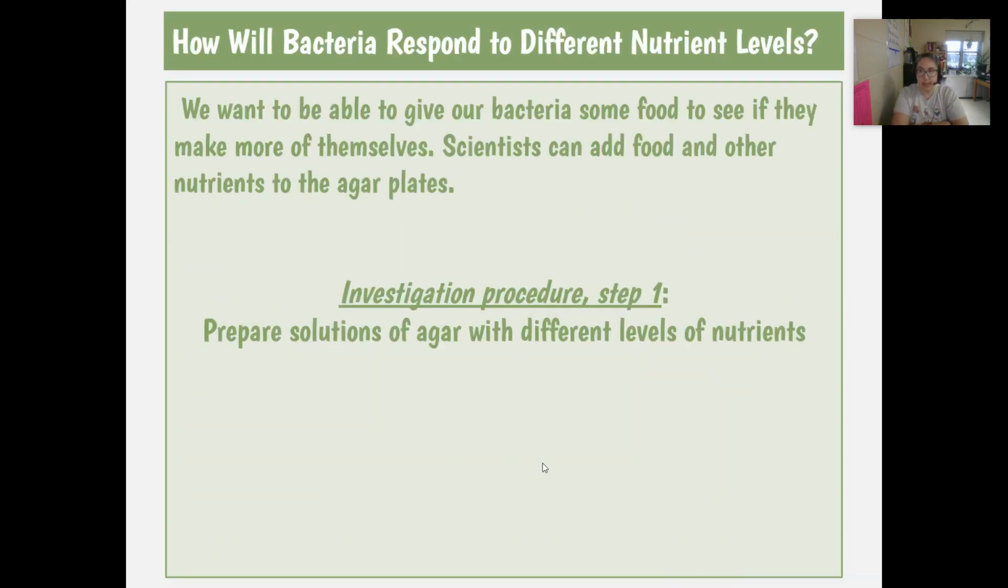So we're going to test the question of how bacteria will respond to different nutrient levels. We want to be able to give our bacteria some food to see if they make more of themselves. Scientists can add food and other nutrients to those agar plates. So our first step is going to be to prepare solutions of agar with different levels of nutrients. If this is an experiment, this is my independent variable. I'm changing the amount of nutrients in the agar.